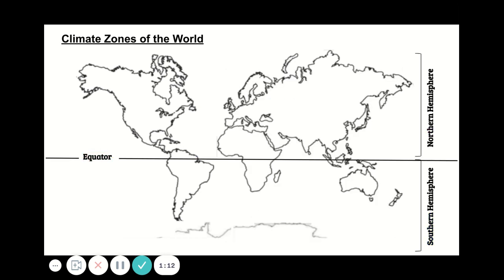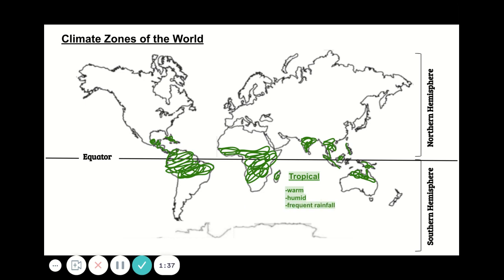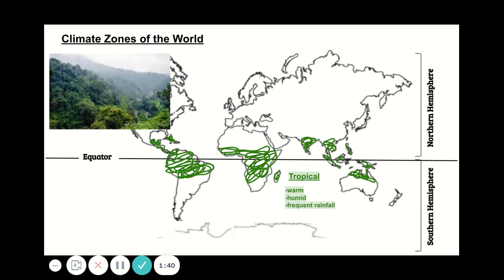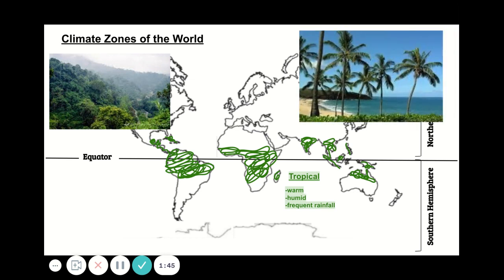The first climate zone of the world that we will talk about is the tropical zone. Say that with me, tropical zone. The tropical zone, shown here in green, is found near the equator. The tropical zone is usually warm and humid. The tropical zone is characterized by frequent rainfall. Here is a picture of the tropical zone in South America, and here is another tropical zone in the Philippines.